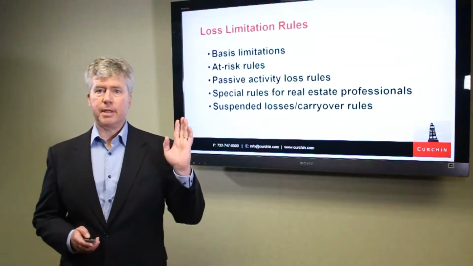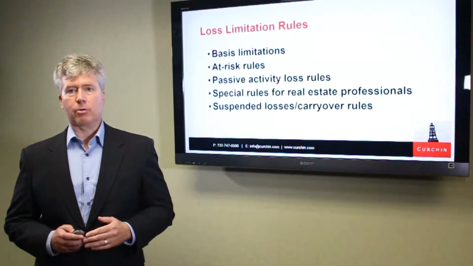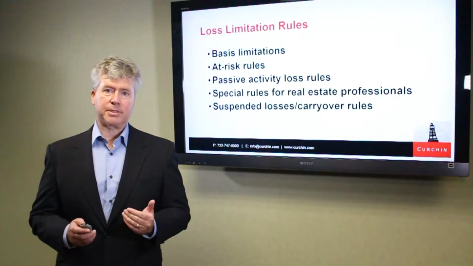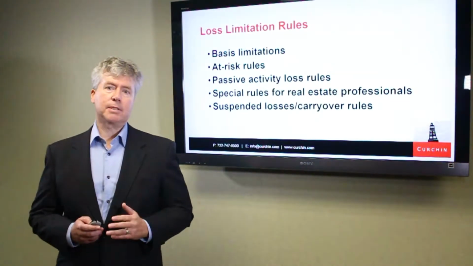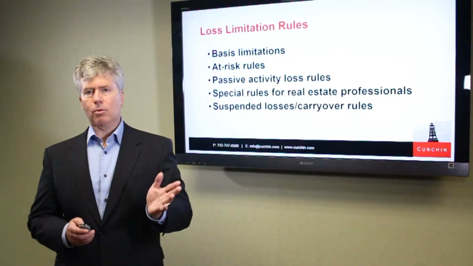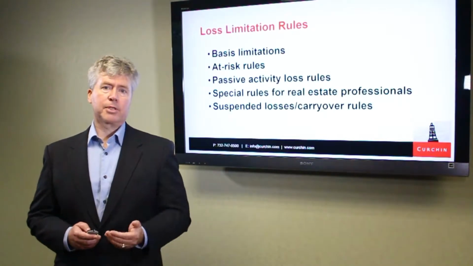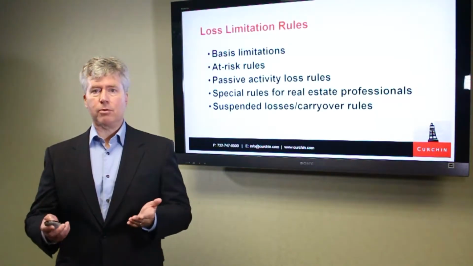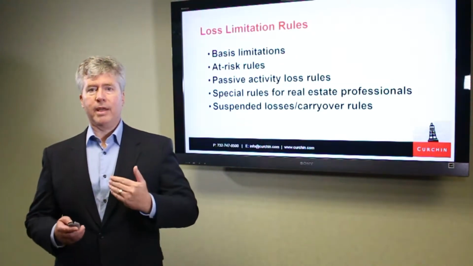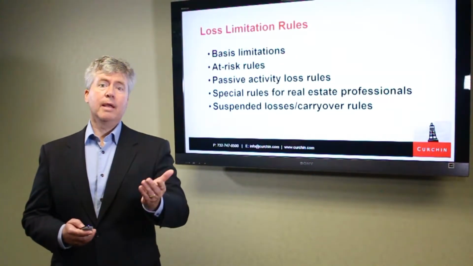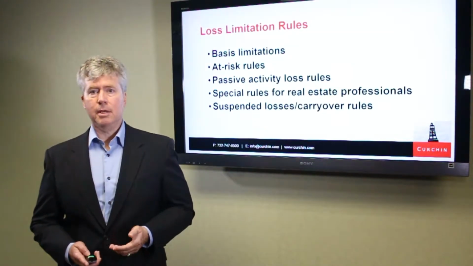The first is the basis limitation rules. So a shareholder in an S corporation or a partner in a partnership has to have basis in their equity. If a loss passes through that exceeds the basis amount, the loss isn't lost forever, but what happens is it suspends and carries forward into subsequent tax years. And when basis increases, either through a capital contribution or, I should say, net income that's allocated in a subsequent year, that would increase the basis.